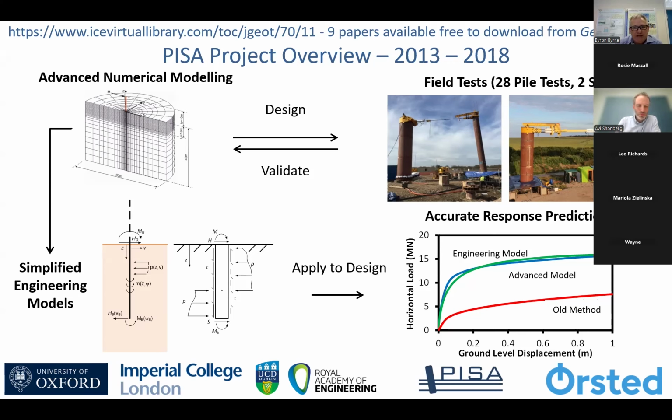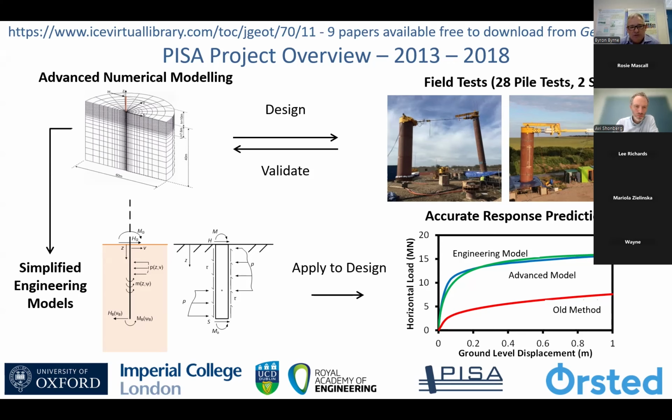The FE modeling, the advanced numerical modeling, was critical for this because it allowed us to design the field tests. Often when you're designing structures, you design them not to fail. But in this particular instance, we were designing the field tests so that we could actually fail the piles. And so it's very important to have accurate calculations to allow us to properly specify, for example, the loading systems and design the actuation systems and so on.